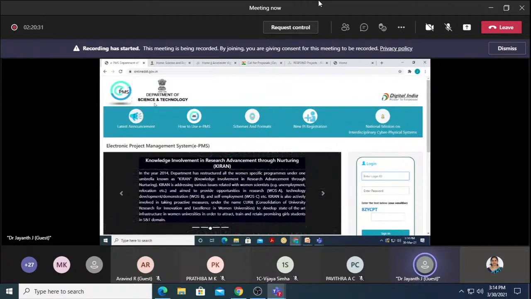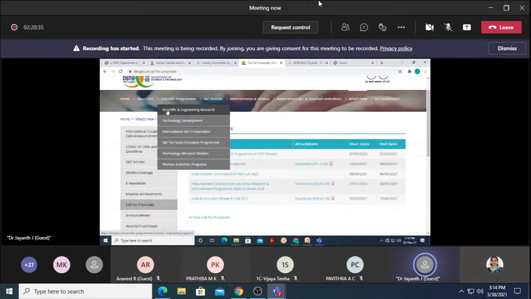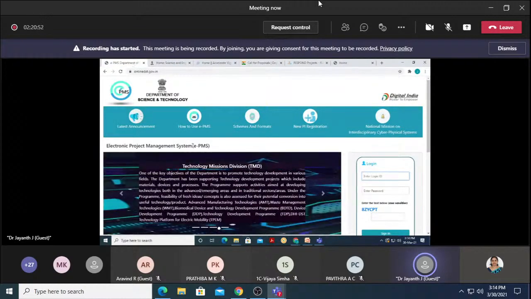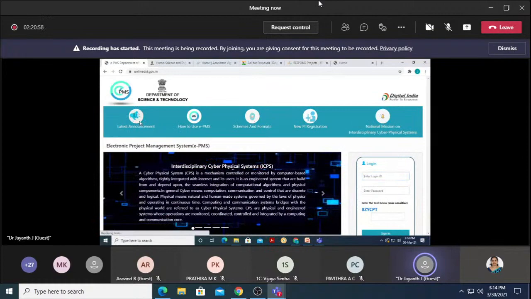So this is the Department of Science and Technology. Previously, we were working only with DST proposals, that is, calls for proposals. There was a call from here. You need to download the attachments and work on them. Now, the government has created a new portal, the Electronic Proposal Management System, where you first need to identify what is the latest announcement I can get.